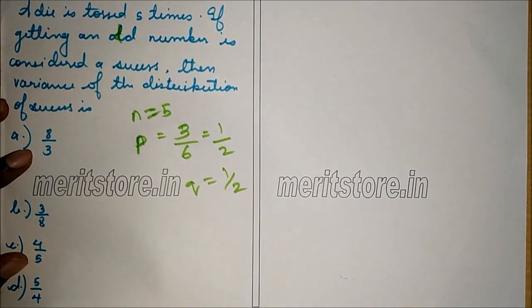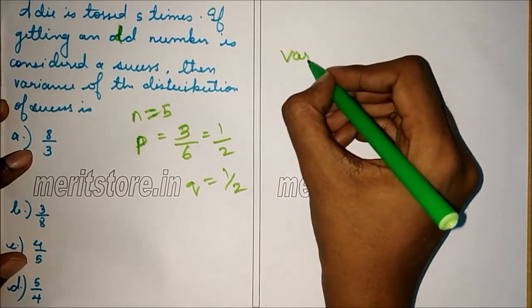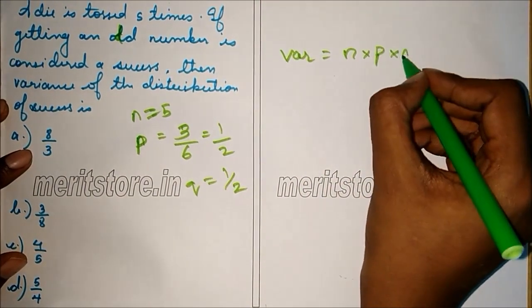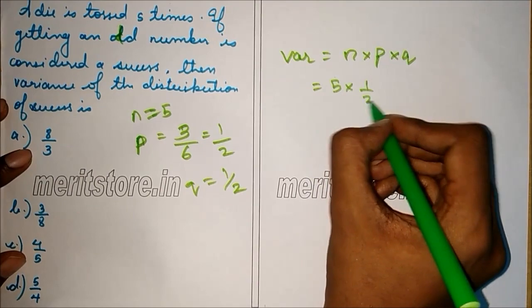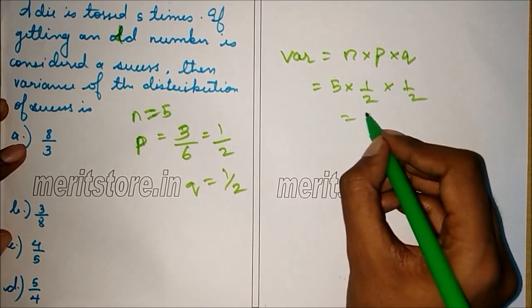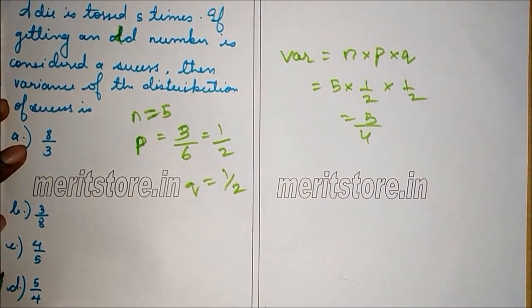We have to find the variance. So variance will be NPQ. So variance is N into P into Q. This is equal to 5 into half into half, which is equal to 5 by 4, which is option D.